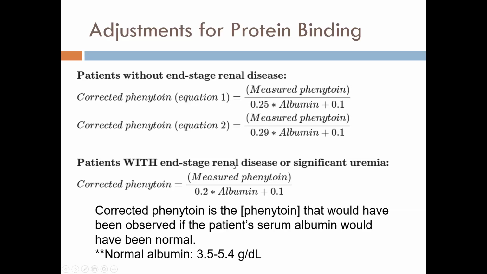And then if you have end-stage renal failure, that makes it even more of a problem. So now your fudge factor goes to 0.2. So your corrected phenytoin is the phenytoin concentration that would have been observed if the patient's serum albumin was normal. So normal is 3.5 to 5.4.